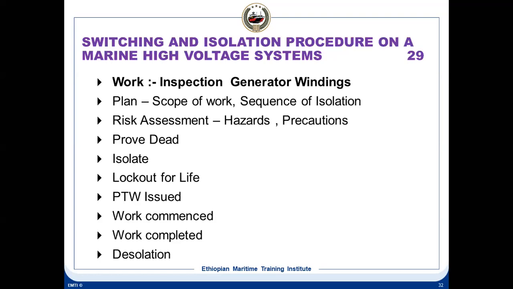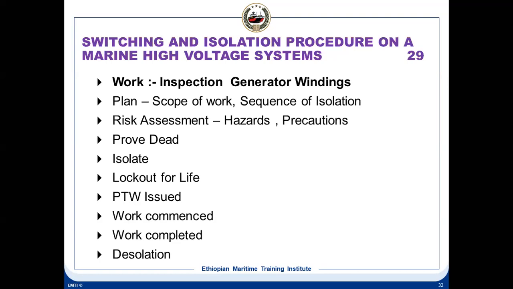Sequence of isolation includes everything, like taking the generator from standby, putting it to manual control, and closing out the starting air. All these things are part of the sequence of isolations, including breaker isolations.